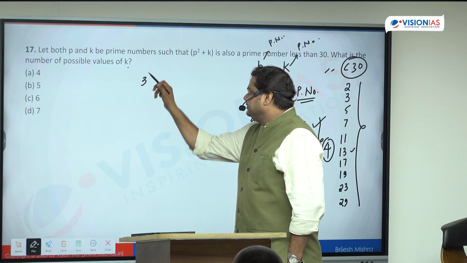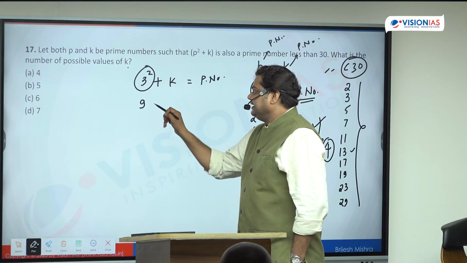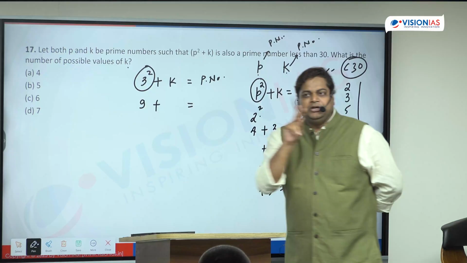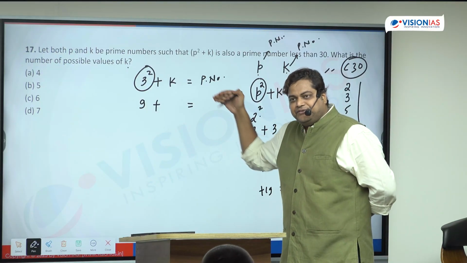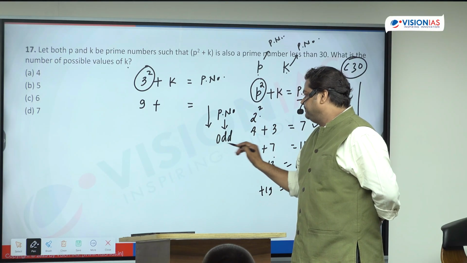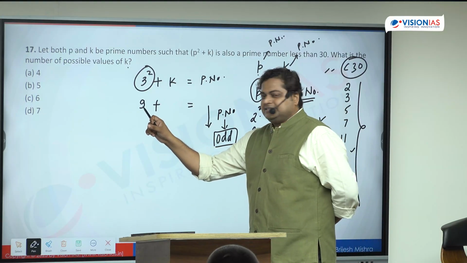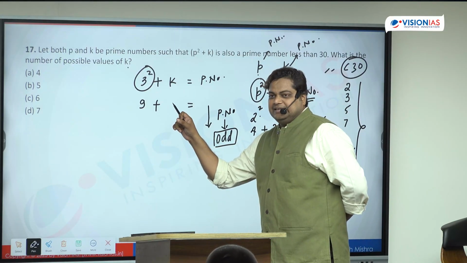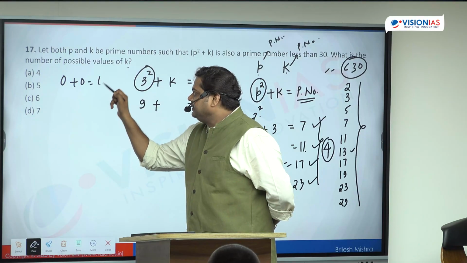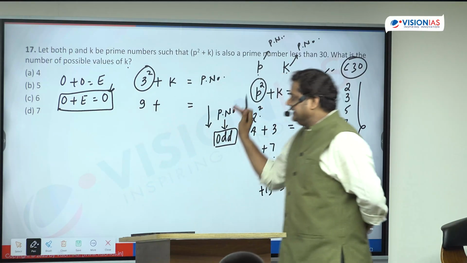So if we take P's value 3, 3 square plus what, so that we get a prime number? 3 square is 9. 9 plus what can we get a prime number? This prime number's value cannot be 2 because 9 plus something. And other than 2, all the prime numbers are odd numbers. So this is an odd number plus an even number, we can get odd. This property is important: odd plus odd will get even, odd plus even will get odd. Only then can we get any possible value.